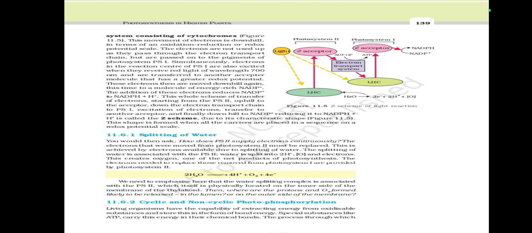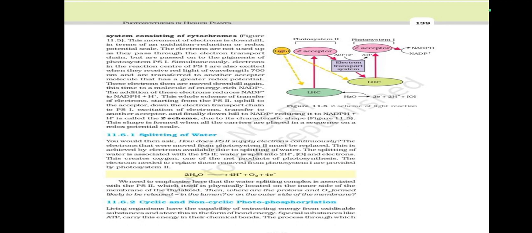We need to emphasize here that the water splitting complex is associated with the PS2, which itself is physically located on the inner side of the membrane of the thylakoid. And then the protons and O2 formed are likely to be released in the lumen or on the outer side of the membrane.